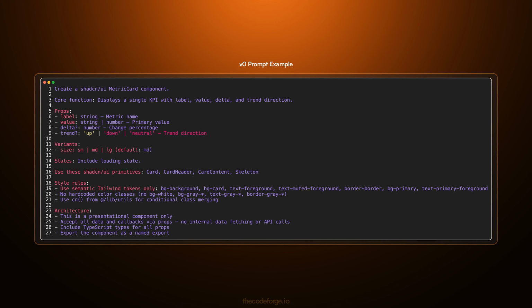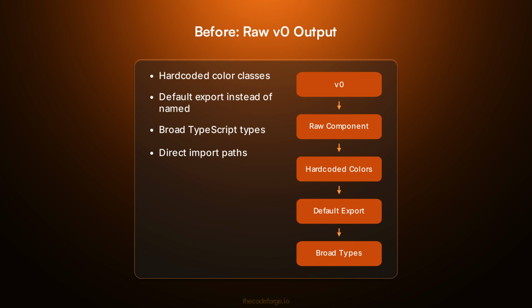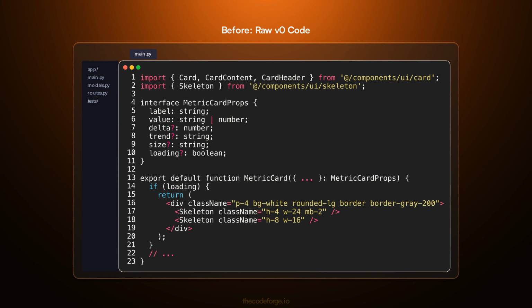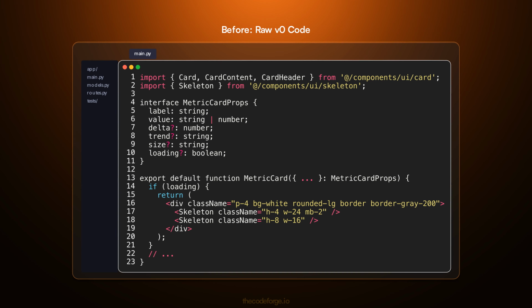The V0 output is functional and visually correct in light mode, but it fails in dark mode. It uses hard-coded colors like bg-white and text-gray-500, default exports, broad union types, and direct import paths instead of barrel exports. Notice the hard-coded bg-white and border-gray-200 classes. These will not adapt to dark mode. Also note the default export and broad string types for trend and size.